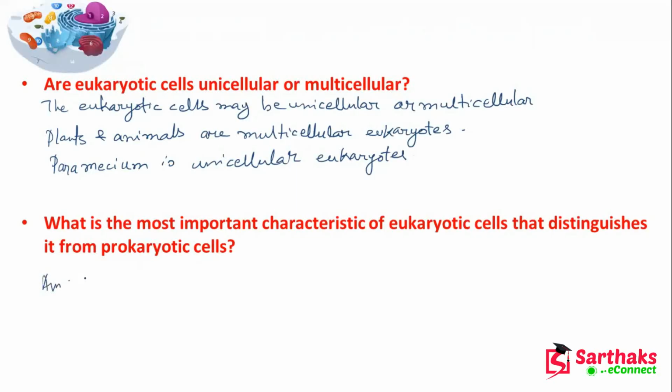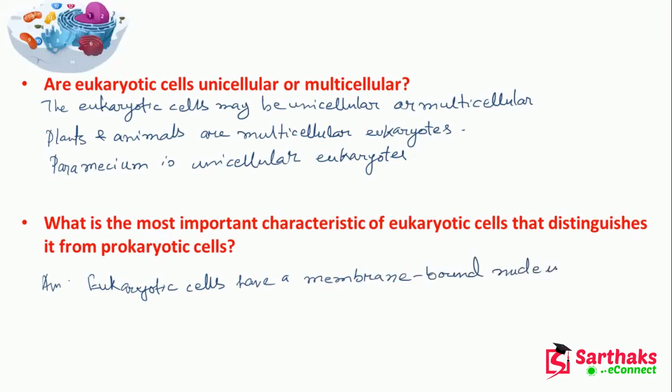Now, what is the most important characteristic of eukaryotic cells that distinguishes them from prokaryotic cells? One thing is very important: eukaryotic cells have a membrane-bound nucleus. Prokaryotes do not have a membrane-bound nucleus, and they do not have a nucleus at all. So this is the main difference.